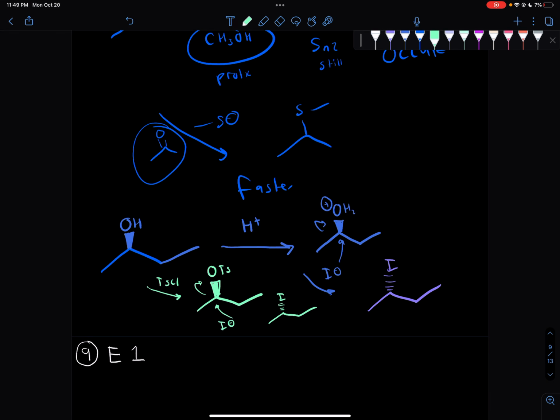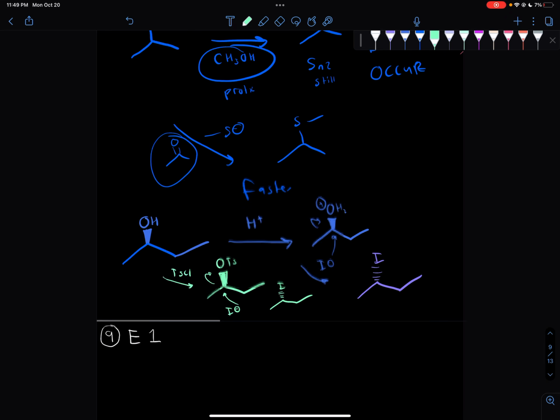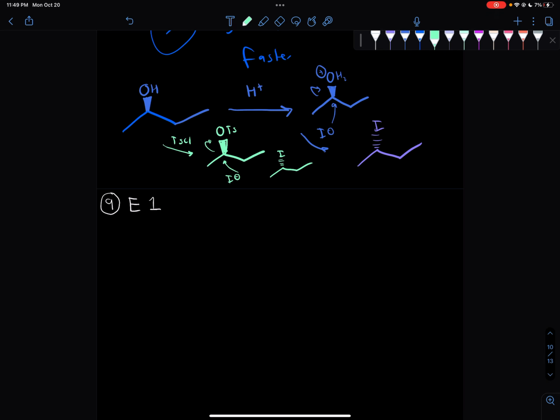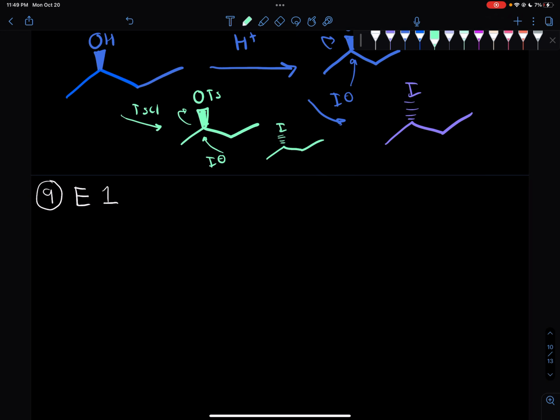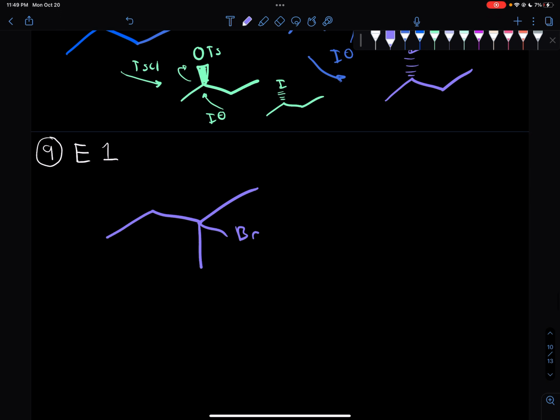Okay, let's move on. E1. Honestly, E1 and E2 we can kind of tackle together, but let's start with E1. So E1 is kind of like SN1, where it's a two-step reaction, and the rate determining step is your carbocation formation.